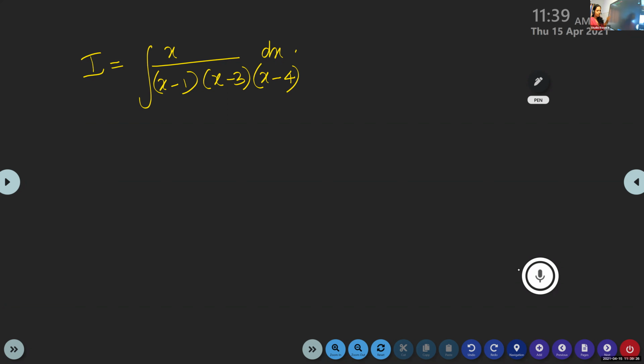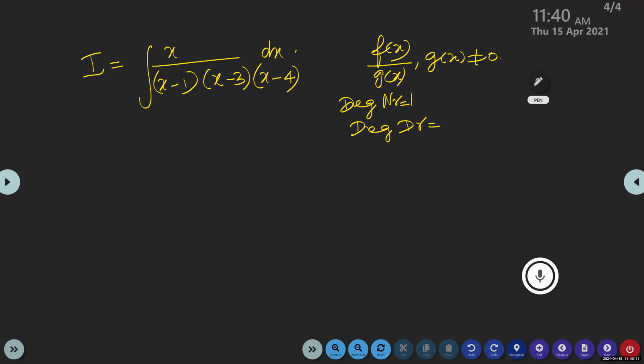What is meant by rational? Some numerator and denominator should be there. So x by x minus 1, x minus 3, x minus 4 is a rational function. It is of the form f of x by g of x, with g of x not equal to 0. What is the degree of the numerator? 1. What is the degree of the denominator?